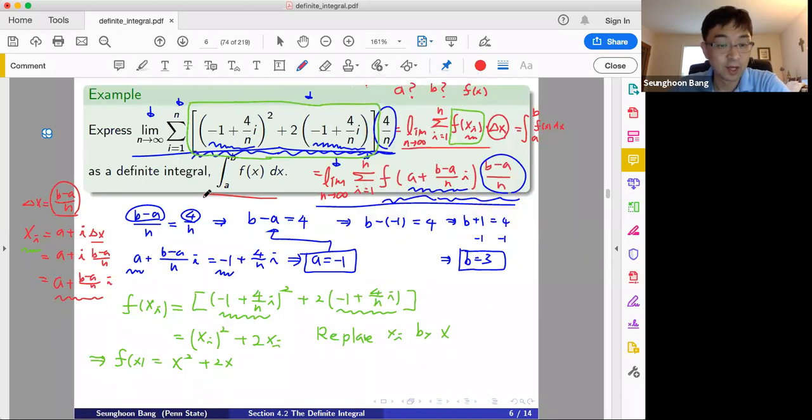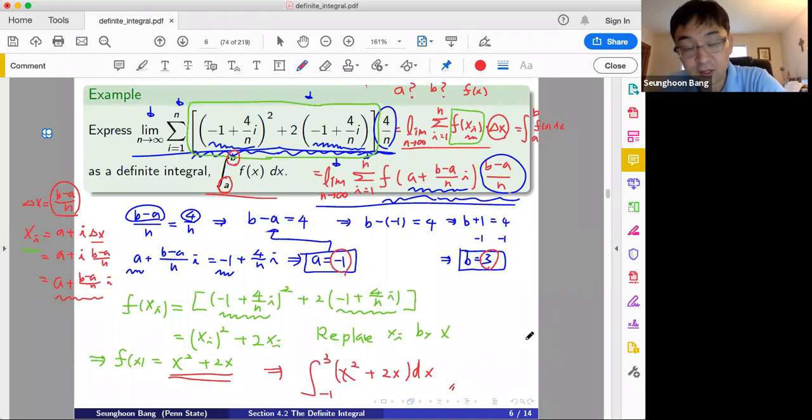The integral form is like this. You can change it to the integral form. So this is the integral here. The a is -1. The p is 3. Was it like f of x here? x squared plus 2x, x squared plus 2x dx. So that's it. This is the final answer for finding the integral form.